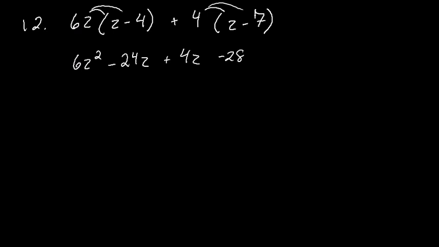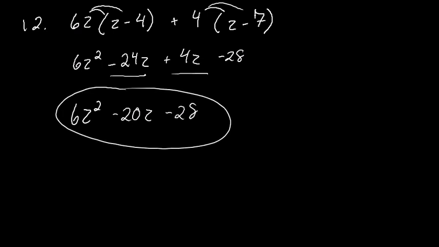Yet again, you don't have to take this step, but you can by rewriting and making sure all the like terms are together. Now they are together, so I'm not really going to worry about that. So 6z squared doesn't have any like terms, it's going to stay the same. Minus 24z plus 4z. Minus 24 plus 4 leaves me with a minus 20z. And then I'm going to drop down my minus 28. And this is your final answer for number 12.